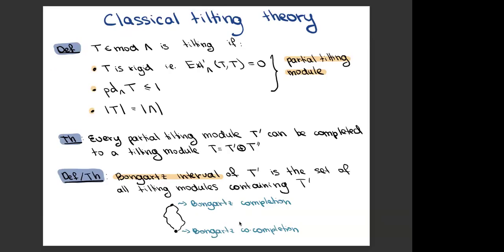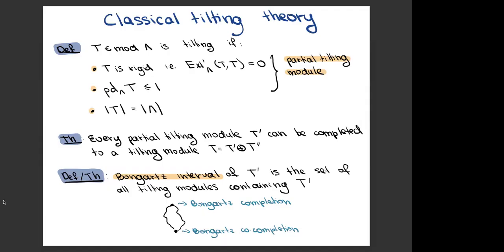Now we're also going to need something called a partial tilting module. Again, this is the definition of tilting, and I say a module is partial tilting if it just satisfies the first 2 conditions. So it is rigid and it has the correct projective dimension, but it might not have this maximal number of summands. There's a nice theorem that tells you if you start with a partial tilting module T prime, then you can find a T double prime such that T prime plus T double prime is a tilting module. So you can always complete a partial tilting module to a tilting module.